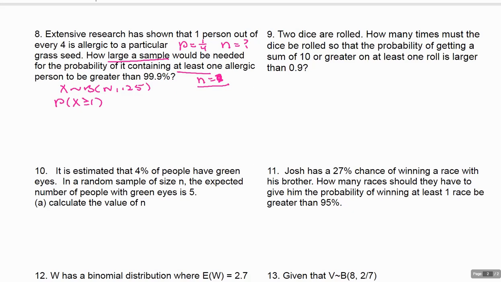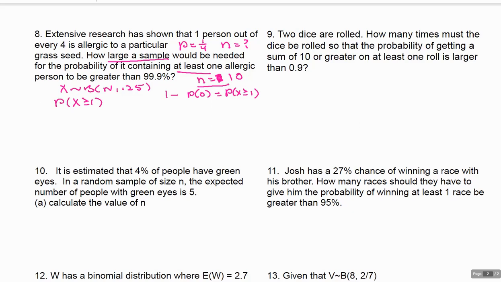Now, the other thing is, what if n was 10? Well, now they want you to do the probability of 1, 2, 3, 4, 5, 6, 7, 8, 9, and 10. What would be a lot easier to do? The probability of 0 and then 1 minus that. So if I do 1 minus the probability of 0, that's the same thing as the probability of x greater than or equal to 1. Does that make sense? Yeah.